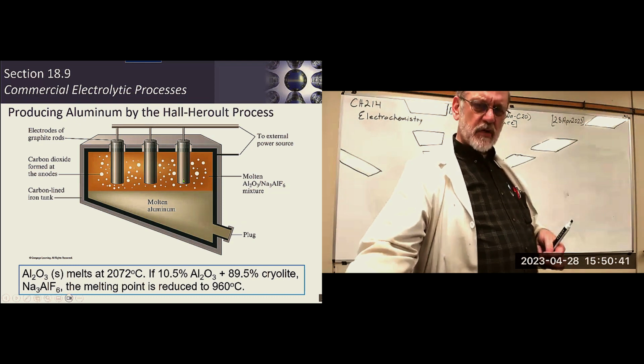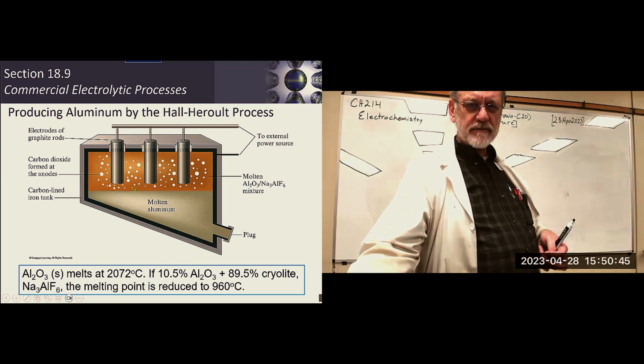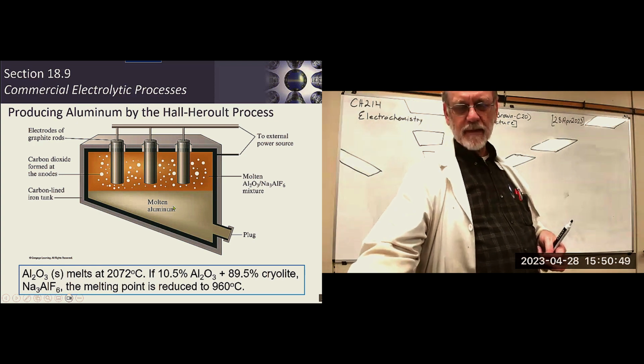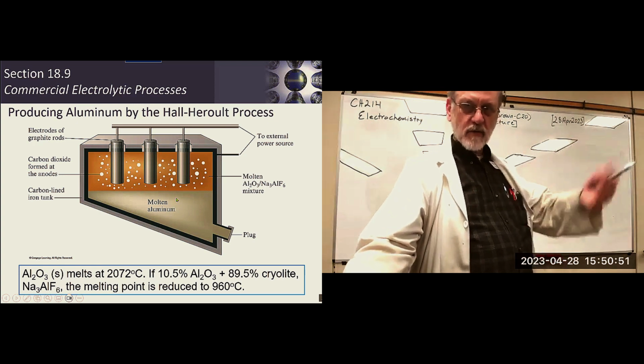Occasionally, you'd have to stop the process and replace these graphite rods and reline the tank with graphite because they would be eroded over time.